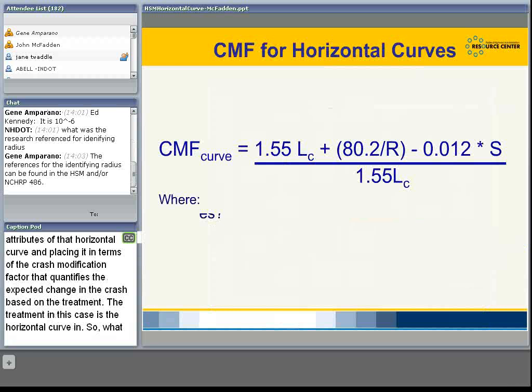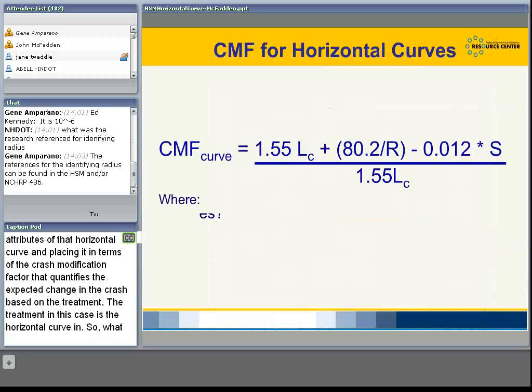The inputs shown here are pretty direct. What you do is take your length of curve in miles, your radius of curve in feet, and spiral is a dummy variable. If a spiral transition exists, you put a value of 1. If it does not exist, you put a value of 0. Plug it in and you would obtain the crash modification factor for the horizontal curve that you are dealing with.